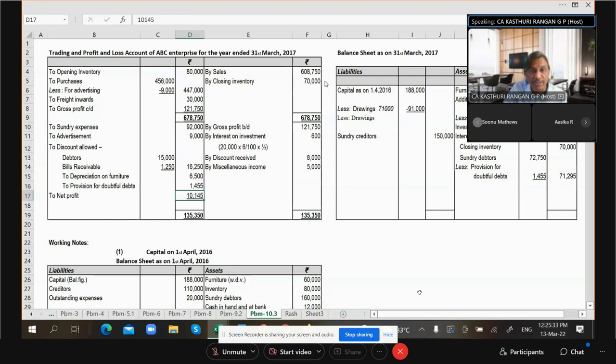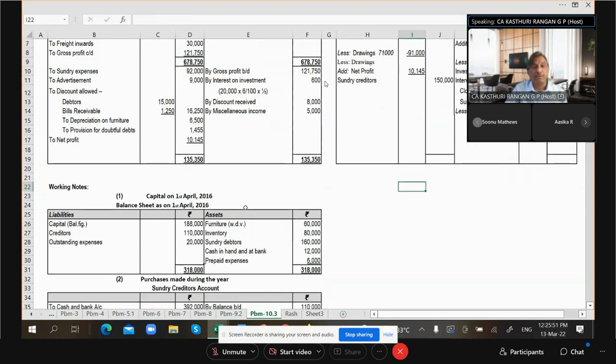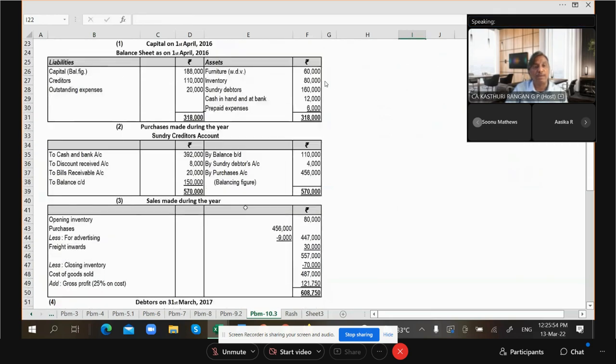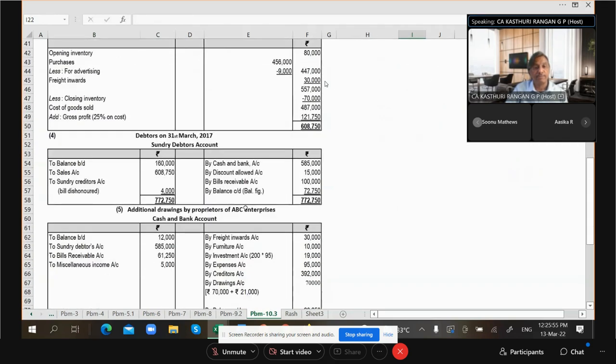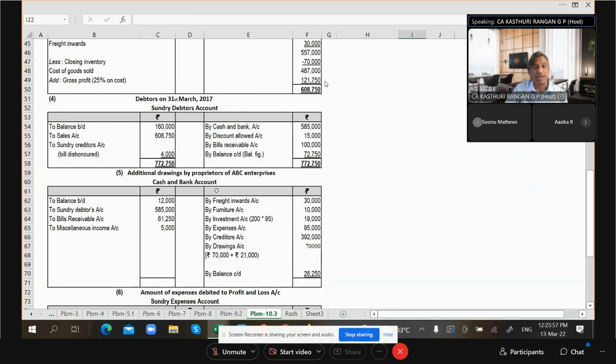Trading account, we got gross profit 121,750. From the P&L, we got net profit 10,145. Net profit should be added to capital. So add net profit 10,145. But some more working notes are still open. What is that? Yes, cash and bank account.